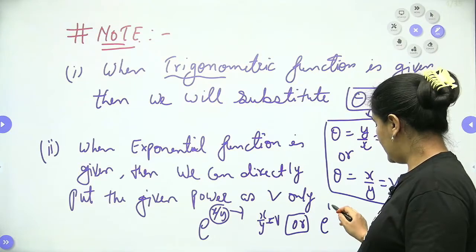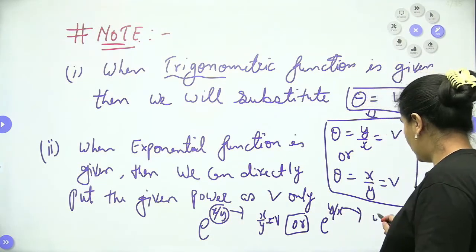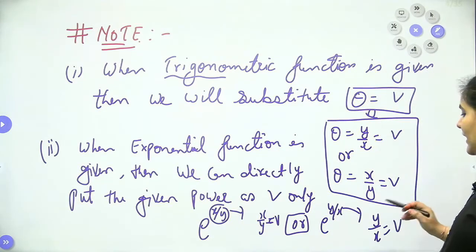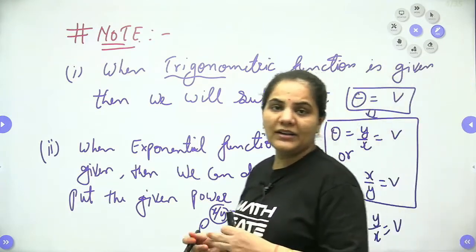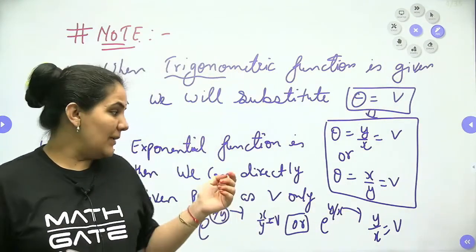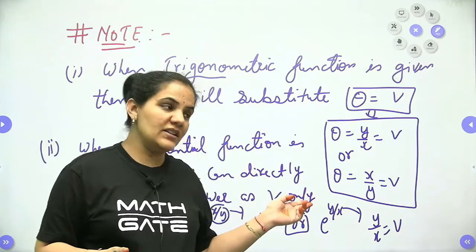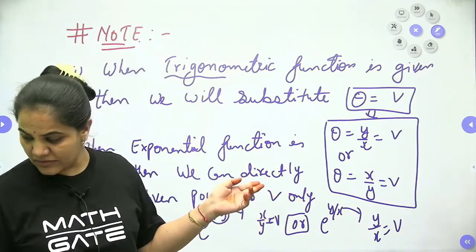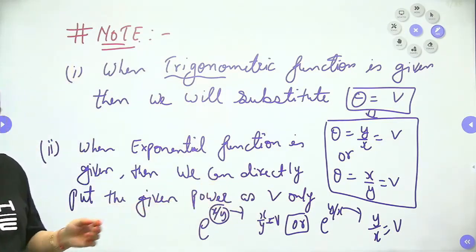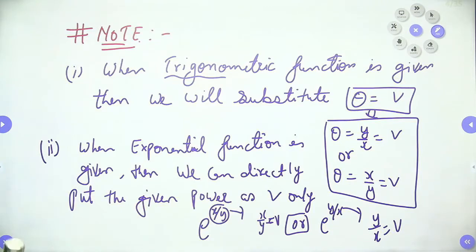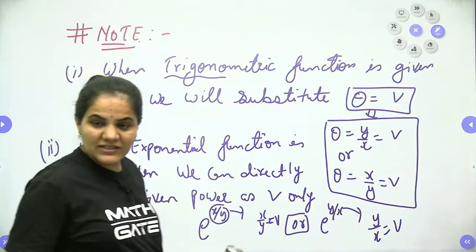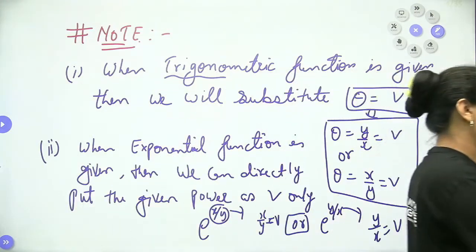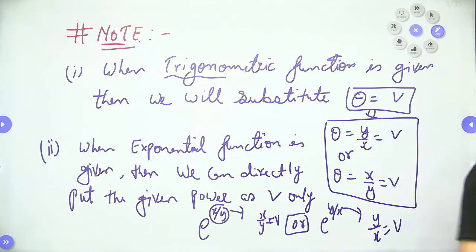Or you have e to the power y by x, then you have to put y by x as v, and then you can approach accordingly. When you put y by x as v, then it is nothing but y is equals to vx. When you put x is equals to vy, then it is nothing but x by y is equals to v, then it is nothing but x is equals to vy, dear students. You can approach it accordingly.